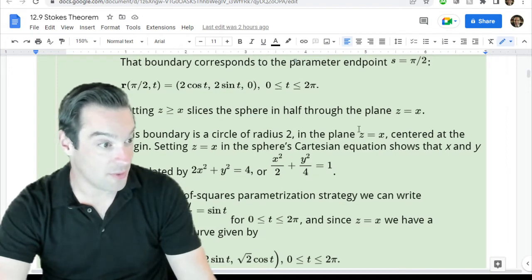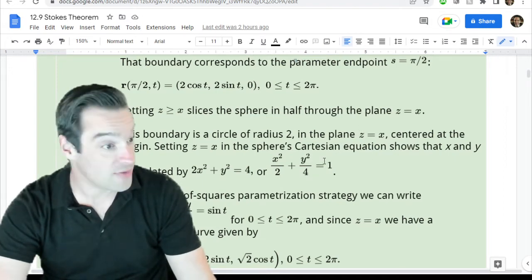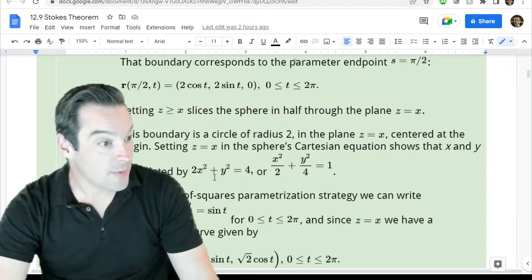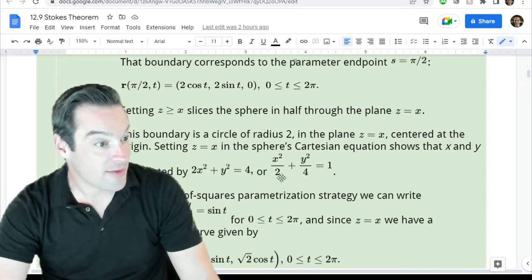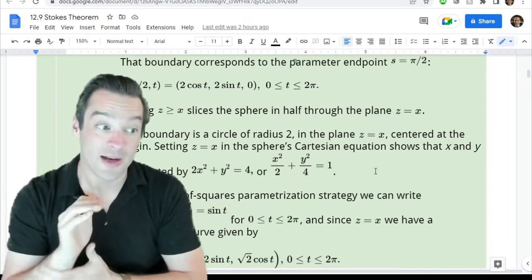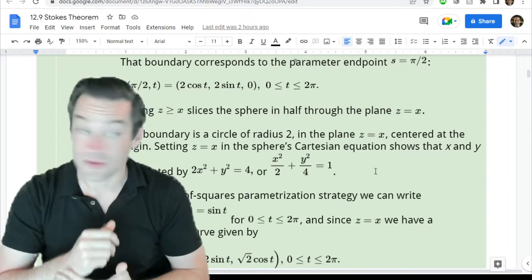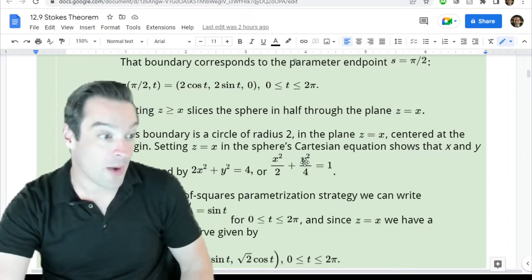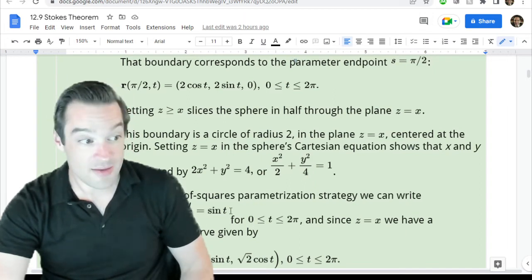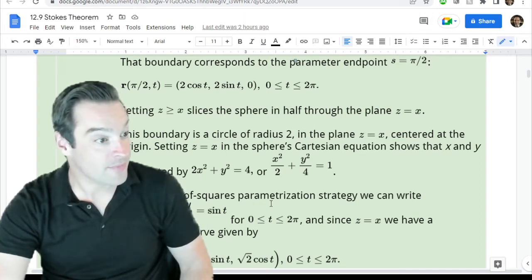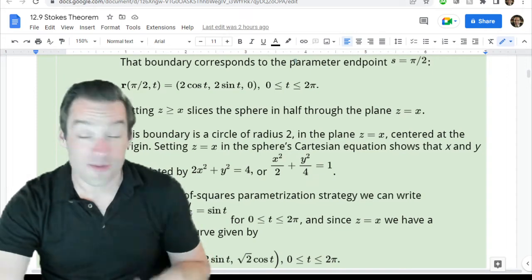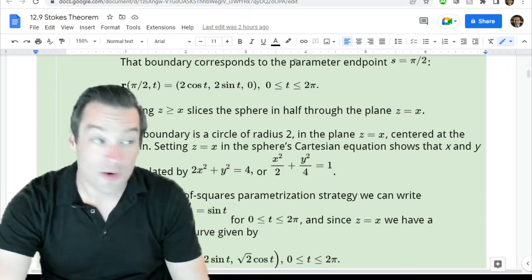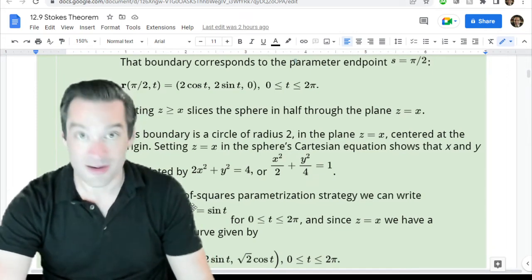So setting z equals x in the equation, x squared plus y squared plus z squared equals 4. And when I rearrange that, divide everything out by 4, I get x squared over 2 plus y squared over 4 equals 1, and I can use the sum of squares parameterization to get x over the radical 2 is cosine of t, and y over the radical 4 is sine t, for t ranging from 0 to 2 pi. And so if I solve those for x and y, I get x equals the square root of 2 cosine t, and y equals 2 sine t.